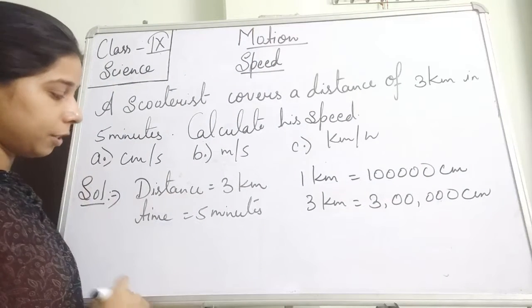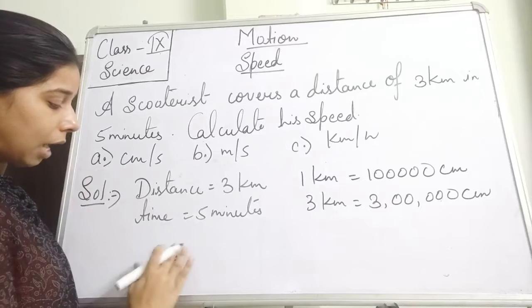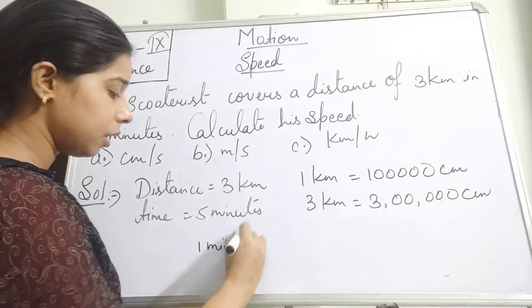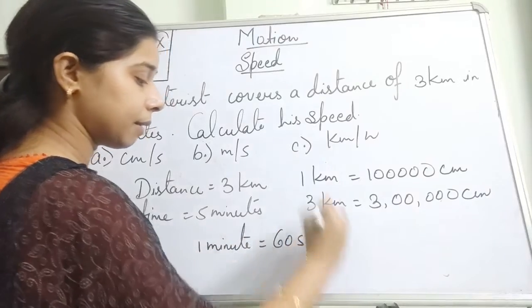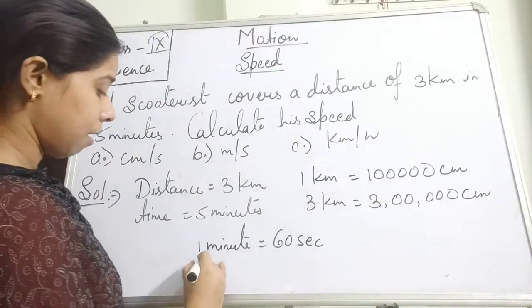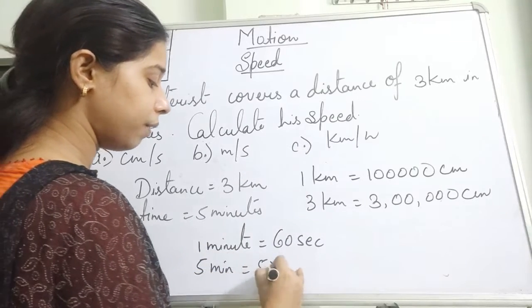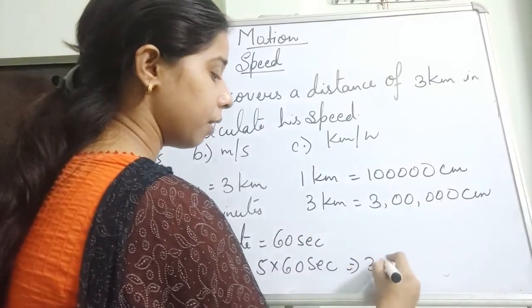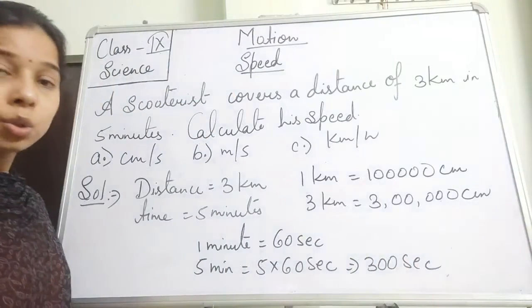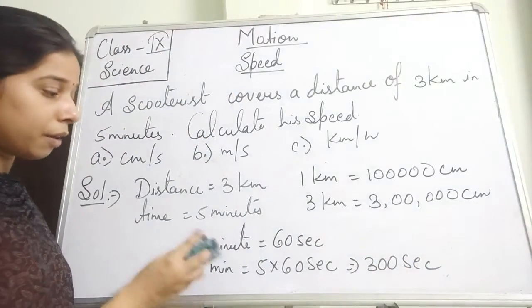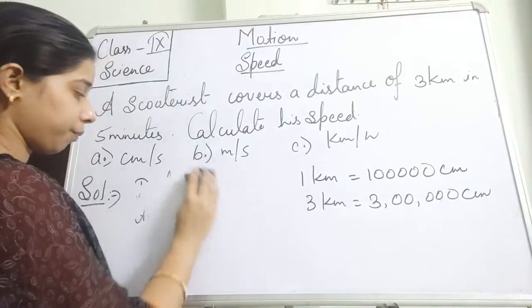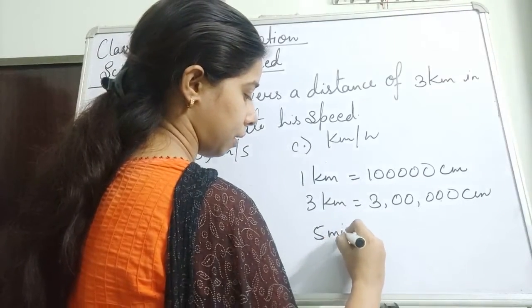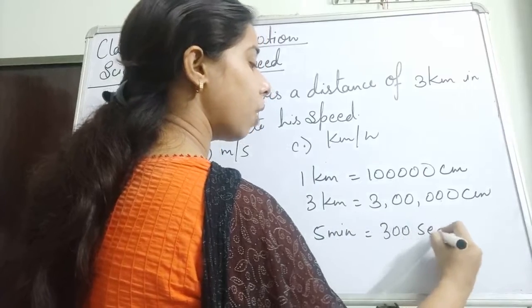Now let us see what about the time. Time is given in 5 minutes and we have to convert it into seconds. We know that 1 minute is equal to 60 seconds. So 5 minutes will be equal to 5 into 60 seconds, that will be equal to 300 seconds. So here 5 minutes will be equal to 300 seconds, students. So we got it.